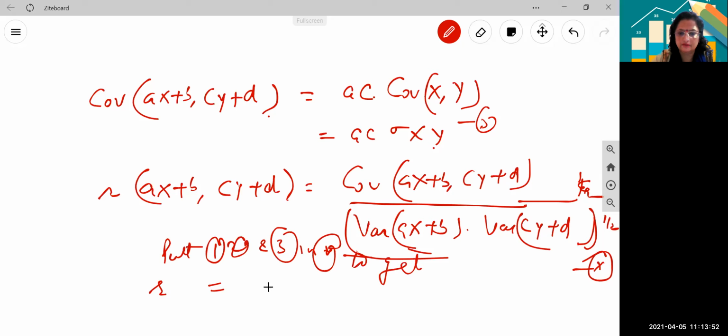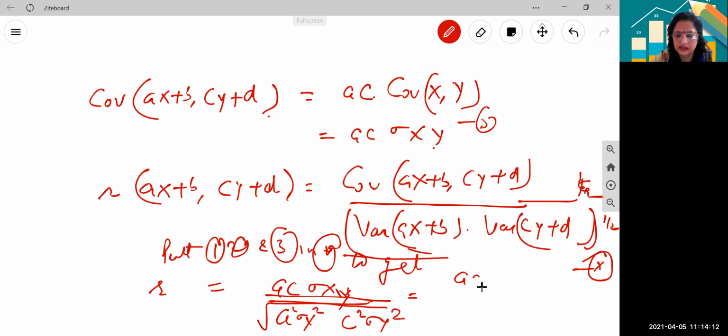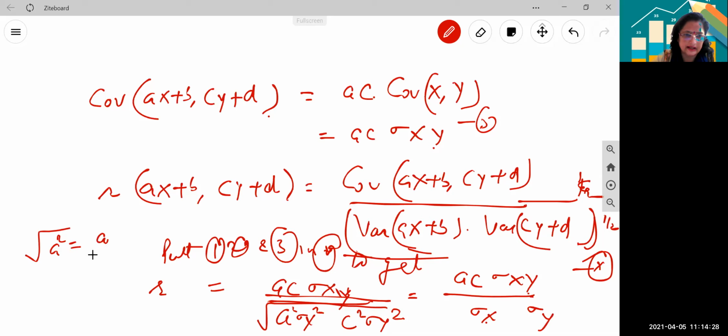R is equal to AC into sigma xy upon the square root of A square into sigma x square into C square into sigma y square. There is one division sign and one under root. So this is AC into sigma xy upon, sigma-wise you will have the standard deviations, this becomes sigma x and here sigma y. But when the square root of A square comes, that will be mod of A, and where the square root of C square comes, there it will be mod of C. So this will be mod of A here and here will be mod of C.